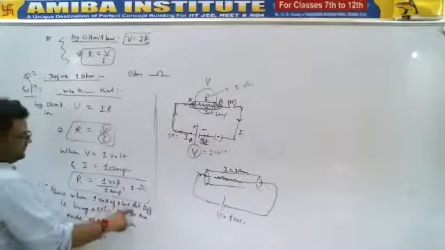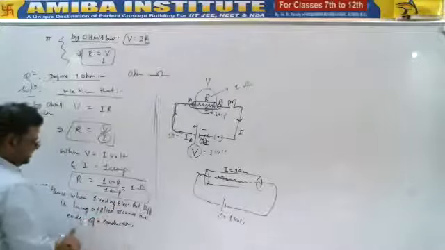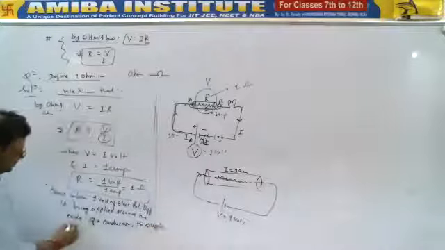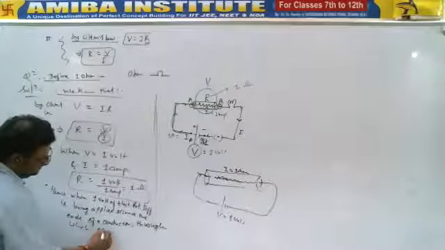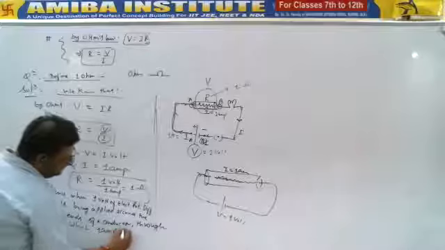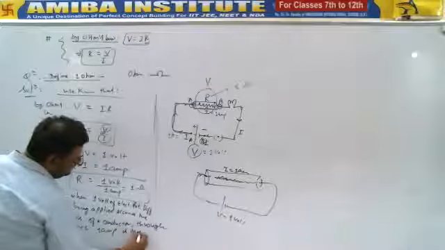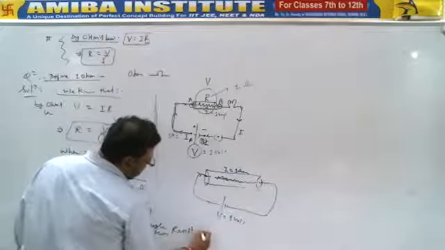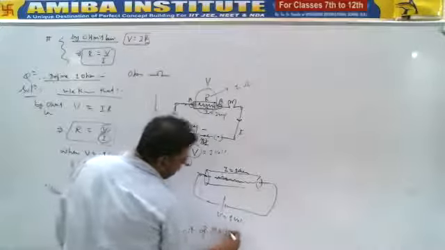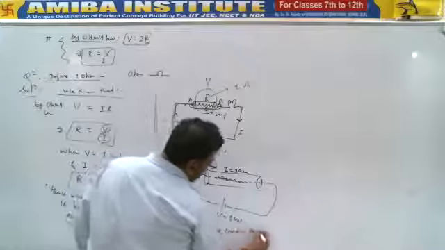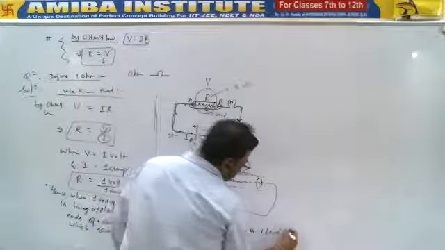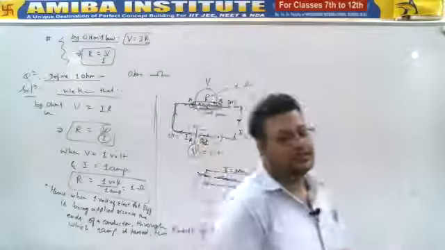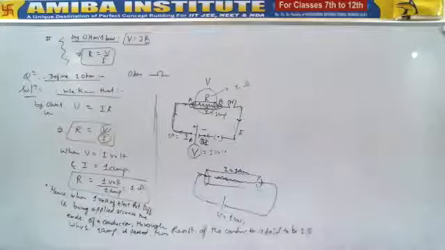So whenever 1 volt of electric potential is applied across the ends of a conductor through which 1 ampere current is passed, then the resistance of the conductor is said to be 1 ohm. That's how we define 1 ohm. How many of you got it? Quickly tell me.